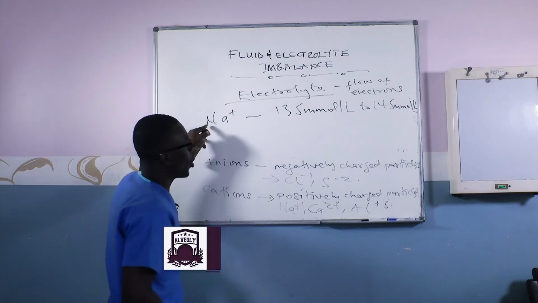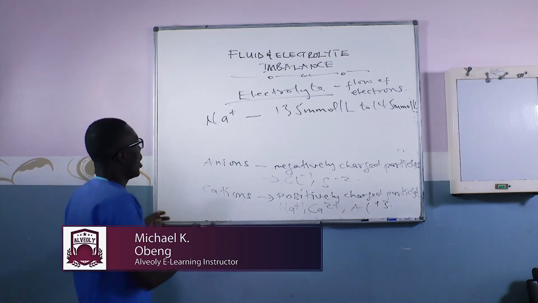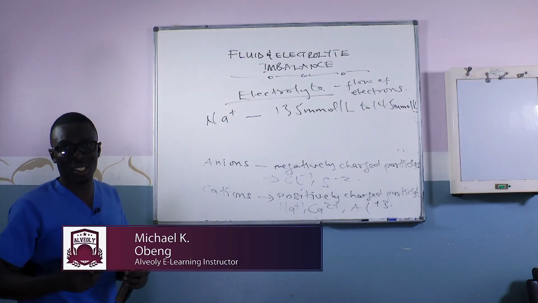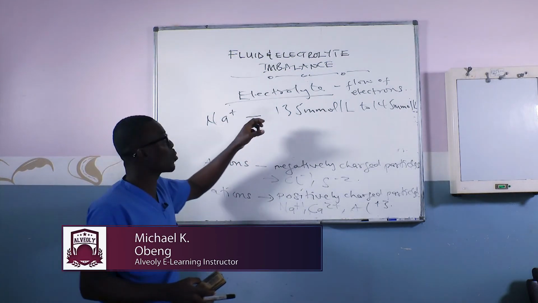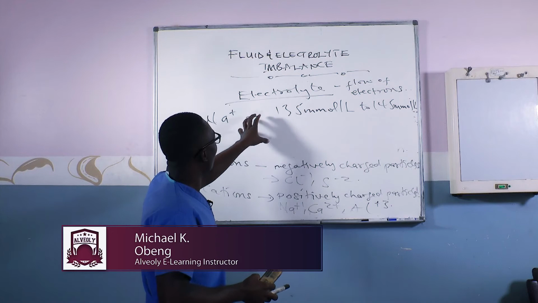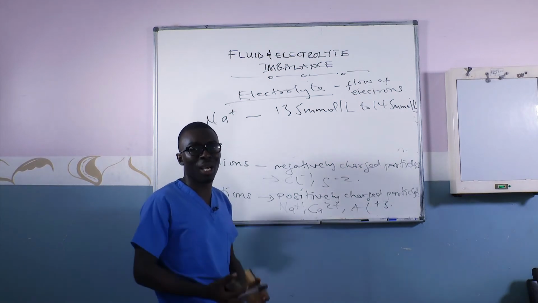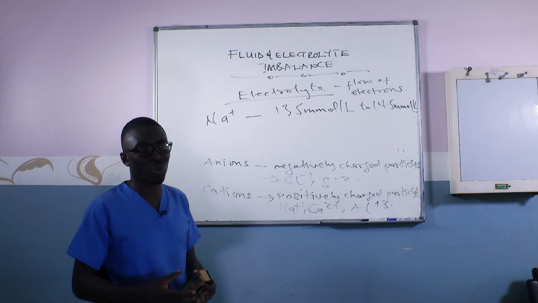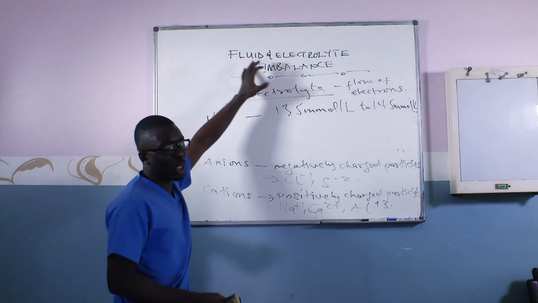So anytime your sodium level is higher than normal, it can result in certain signs and symptoms. Anytime your sodium level is lower than normal, it can also result in certain signs and symptoms. So basically, all that we are going to look at in electrolyte imbalance, that is why we use the word imbalance, is that when there is a low level or a high level of this electrolyte, what are some of the signs and symptoms presented by patients? And by knowing that, it is also going to help us to know how to manage our patients very well. So basically, that is all that we are going to talk about under fluid and electrolyte imbalance.